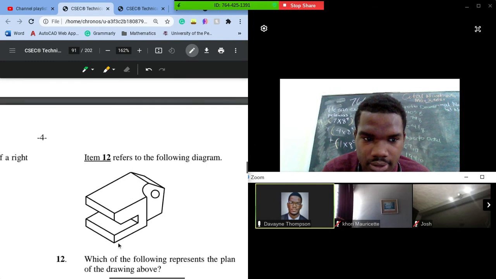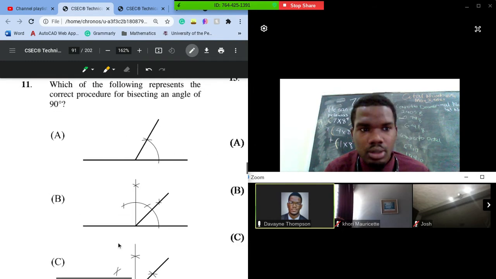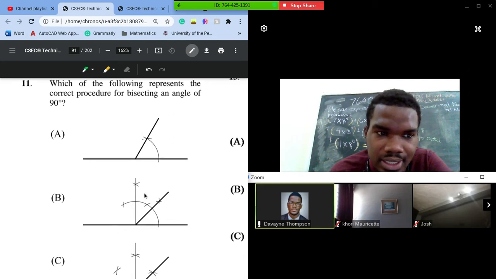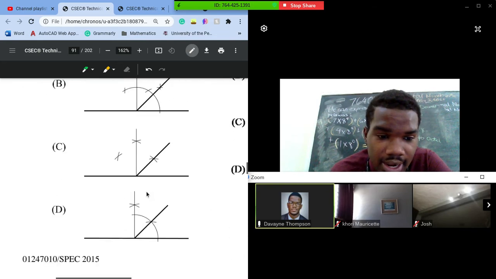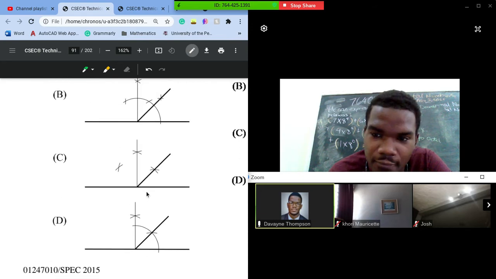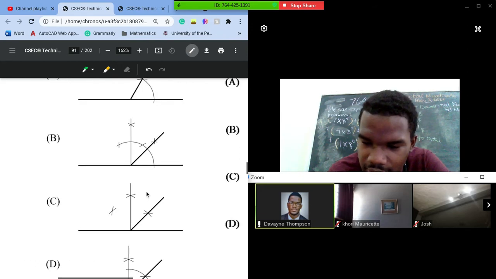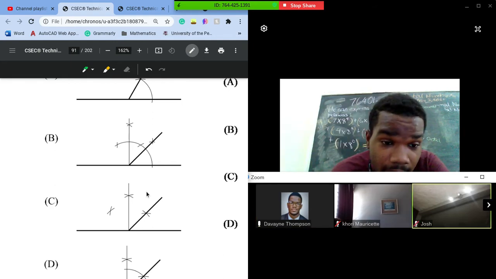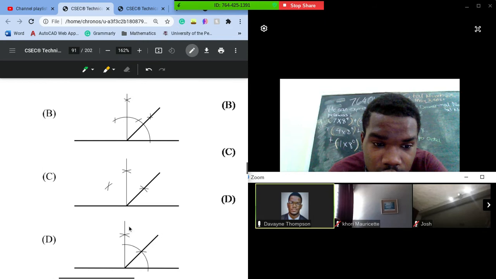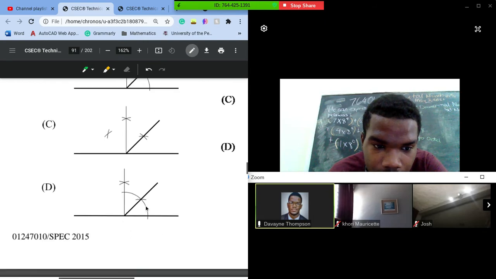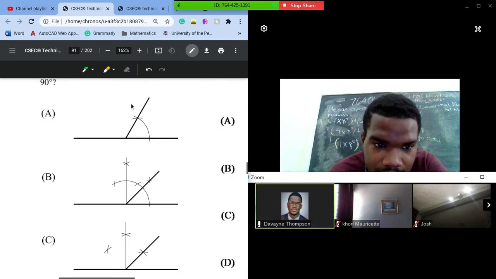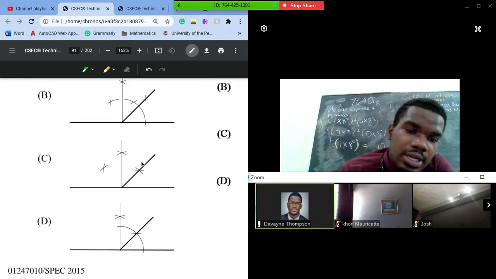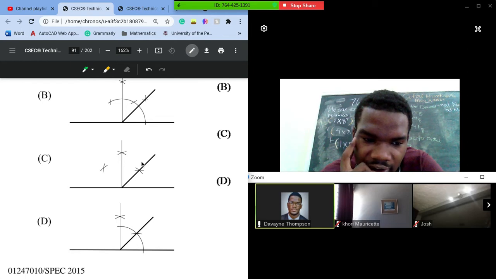Alright, question 11. Which of the following procedures shows the correct method to bisect an angle of 90 degrees? This one you should know. First of all, if you bisect 90 degrees, what angle do you get? 45. So the line must show a 45 degree angle, so it can't be A. Which is it, B, C or D, that shows the correct method of getting a 45 degree angle?